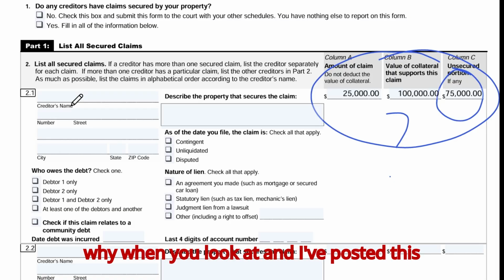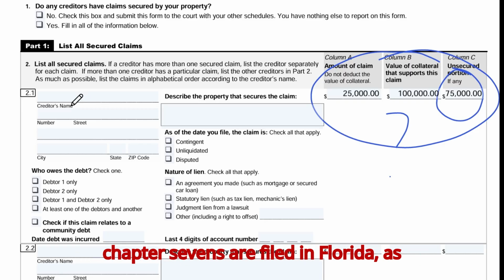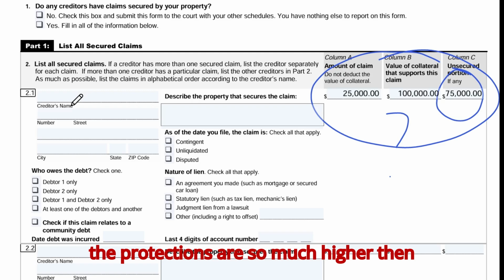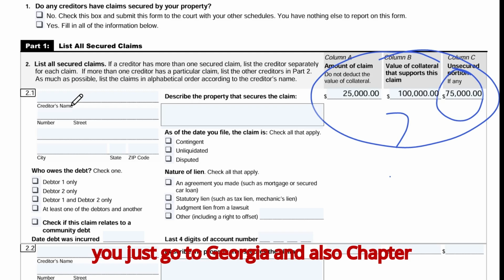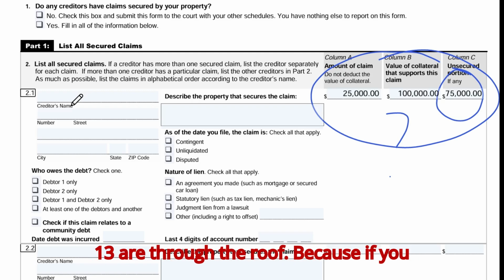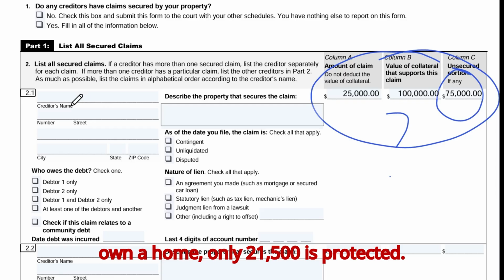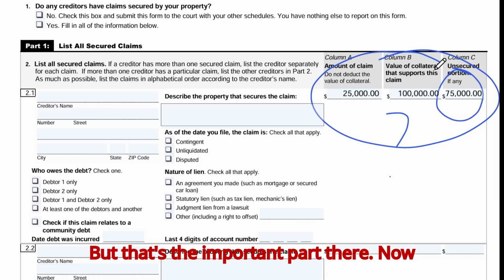And so that's why, when you look at, and I've posted this on my blog, how many Chapter 7s are filed in Florida, as expected, a lot more. Why? Just because the protections are so much higher. Then you just go to Georgia and all of a sudden Chapter 13s are through the roof because if you own a home, only $21,500 is protected. But that's the important part there.